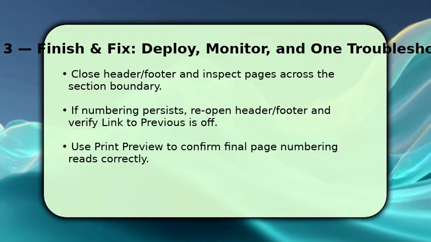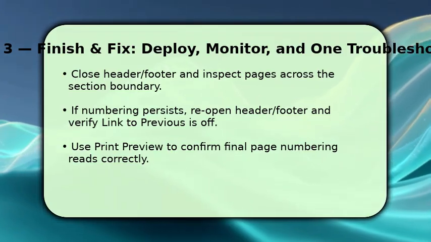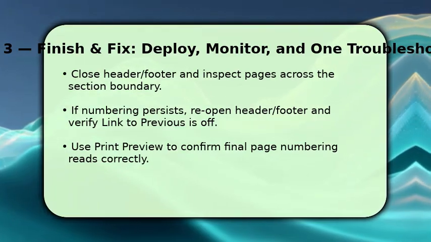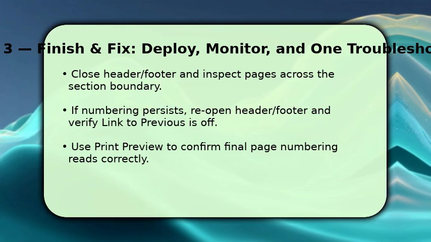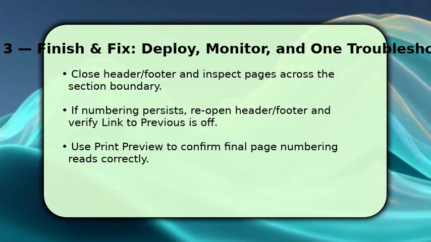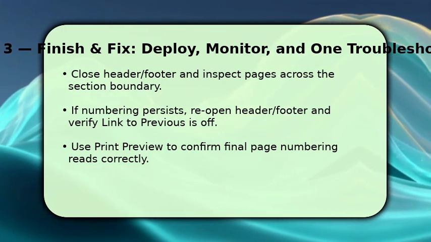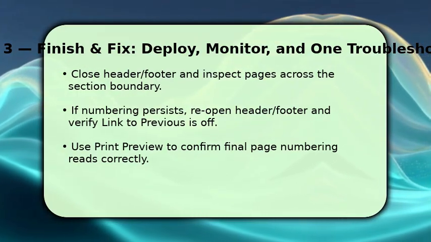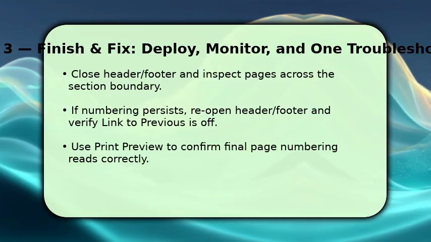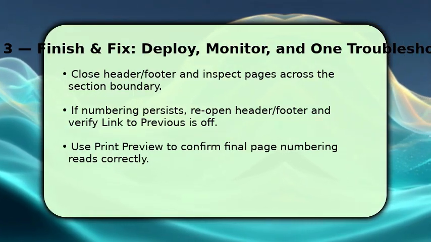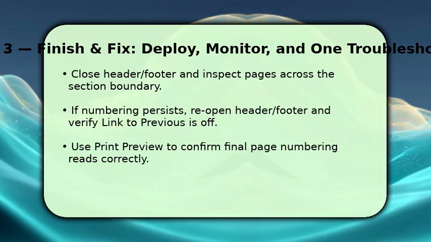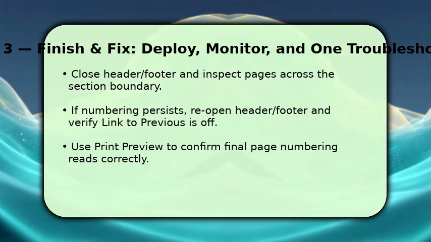Finish by closing the header or footer and scrolling through the document to verify page numbers stop where intended. If you still see numbers beyond the break, reopen the header/footer and double-check that Link to Previous remains disabled for both header and footer. Sometimes you must repeat for each. Also confirm you removed numbers specifically in the new section, not the previous one. Finally, use Print Preview to ensure printed output matches on screen. That catches stubborn formatting artifacts.